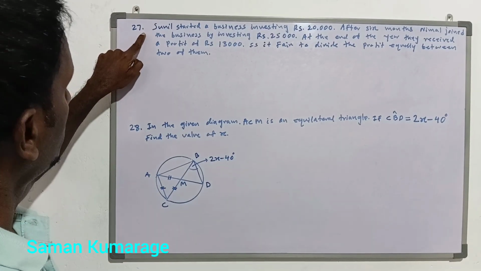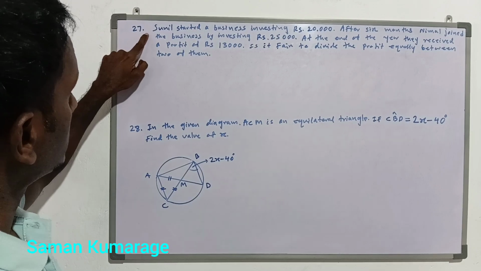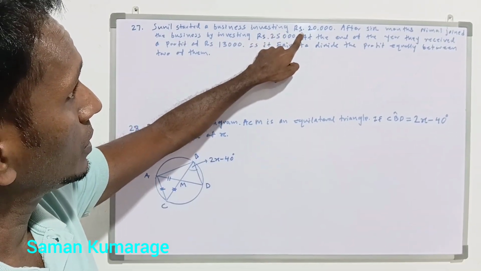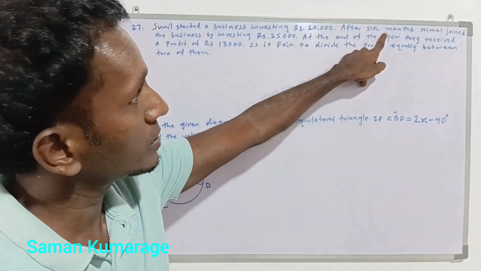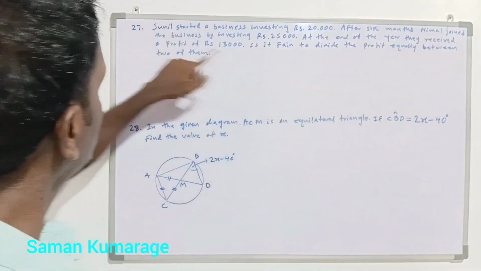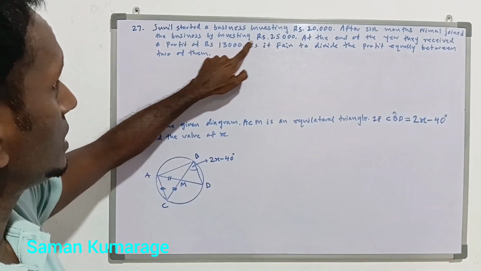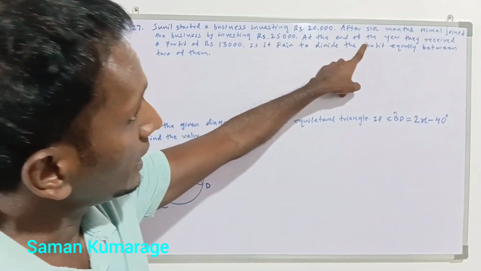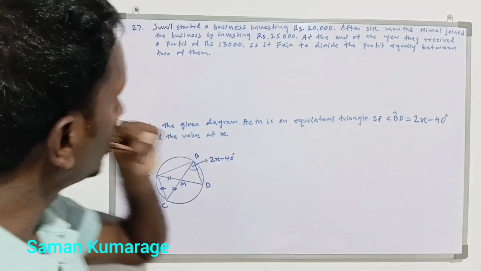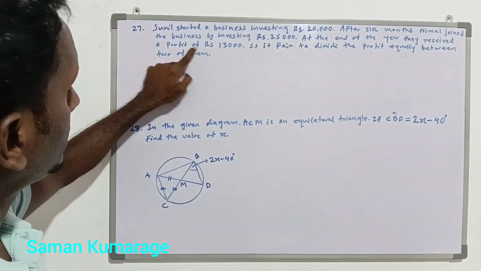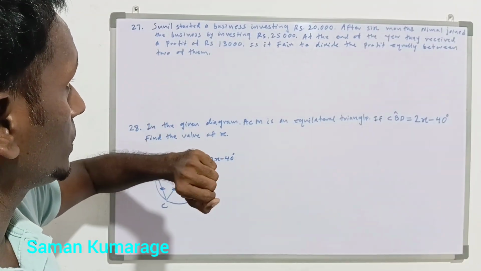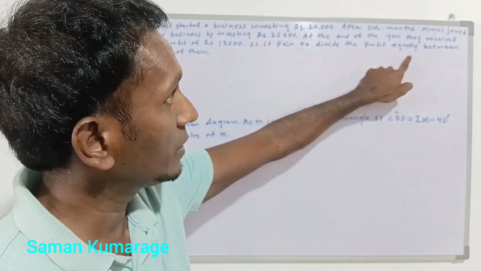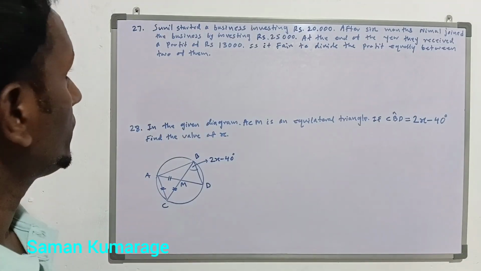Question number 27. Sunil started the business investing 20,000 rupees. After 6 months, Nimal joined the business by investing 25,000 rupees. At the end of the year, they received a profit of 13,000 rupees. Is it fair to divide the profit equally between two of them?